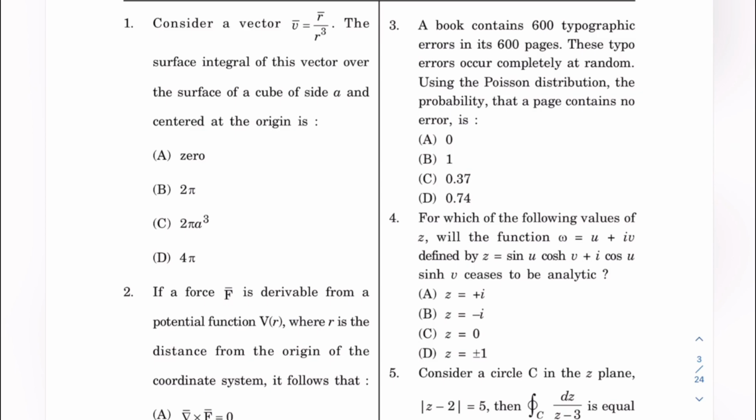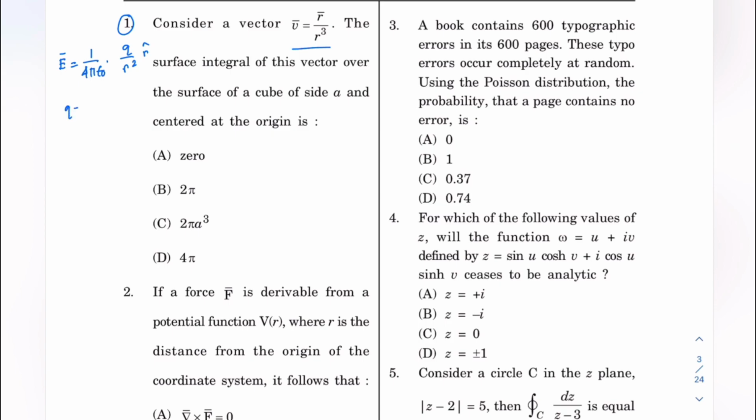We start with problem number 1. Consider a vector given by this. The surface integral of this vector over the surface of a cube of side A and centered at the origin is. So this vector looks very similar because the electric field has the form 1 by 4 pi epsilon 0 q by r square and r cap.